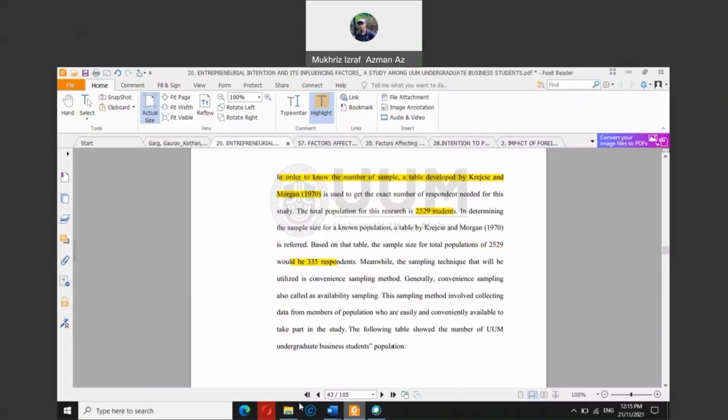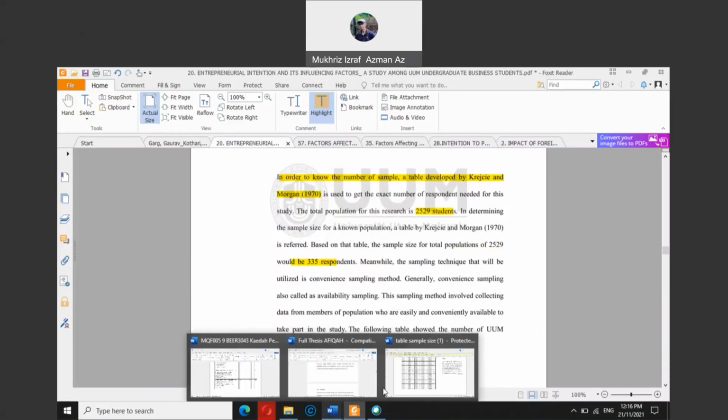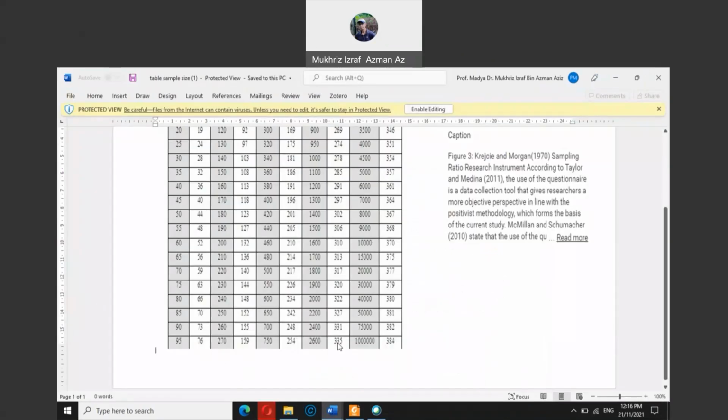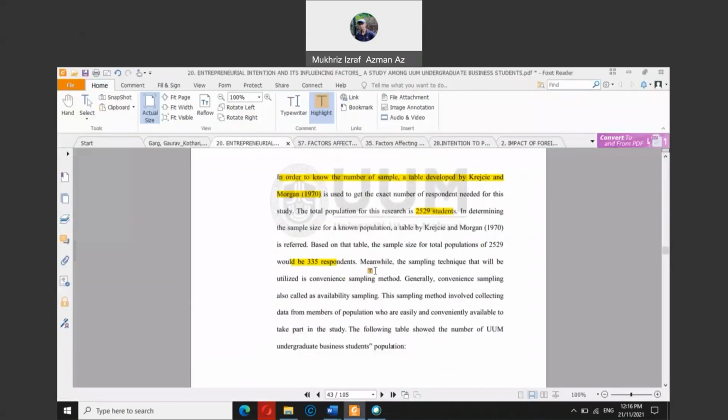So 335 comes from this number here, 335, for a population of 2600. Because of course you cannot get the exact number, but you must find the nearest to that. So for this particular project or thesis, thesis number 20, the respondents that should answer the questionnaire must be at least 335.